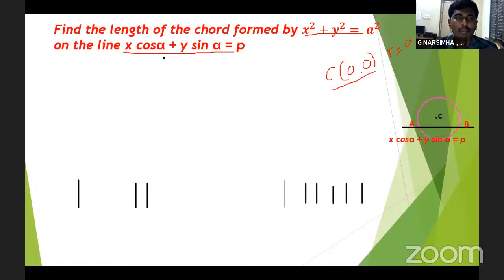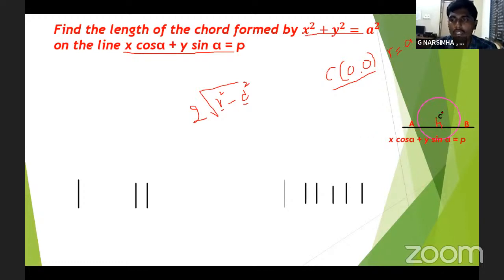Again, just observe this given line. If you transpose p into LHS, it changes as minus p, which is equals to 0. It is of the form ax plus by plus c is equals to 0, which is the general form of line. As we have discussed in the last session, the length of chord formed by the circle on the line is 2 root r square minus d square. Is it clear? Where r is the radius of the circle, and d is the perpendicular distance from center to the line.